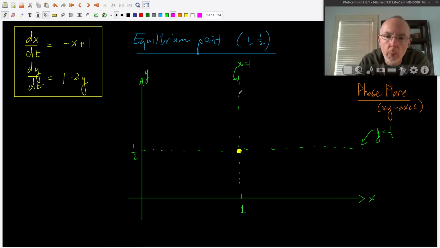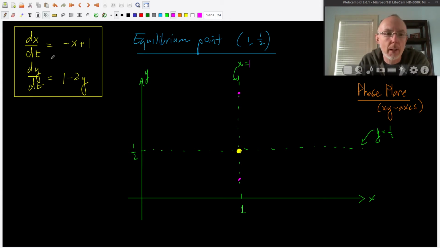So if I'm sitting at a point like here on the line, or a point like here on the line, then x is 1, so x isn't changing. If I start sitting there, I don't move left or right, because x changing would be going left or right. X is not changing, so I'm not allowed to move left or right.